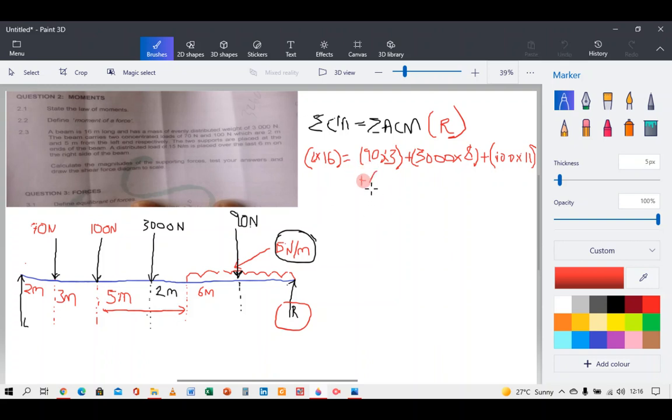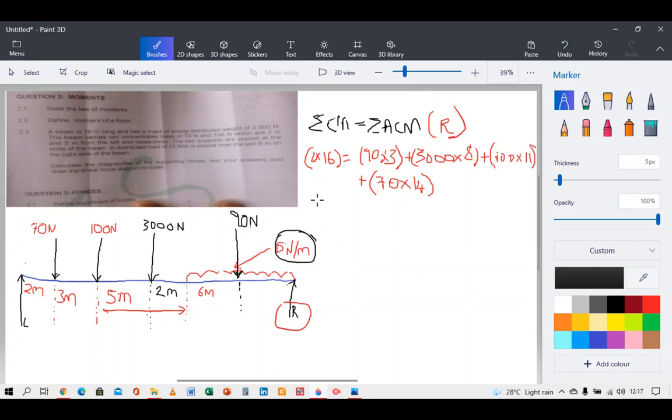close bracket. Then we say again plus this one, which is 70, multiplied by this whole distance from this part to the R support, which is 14, right? Sorry for that, my marker is not working very well. Then we just punch on the calculator.